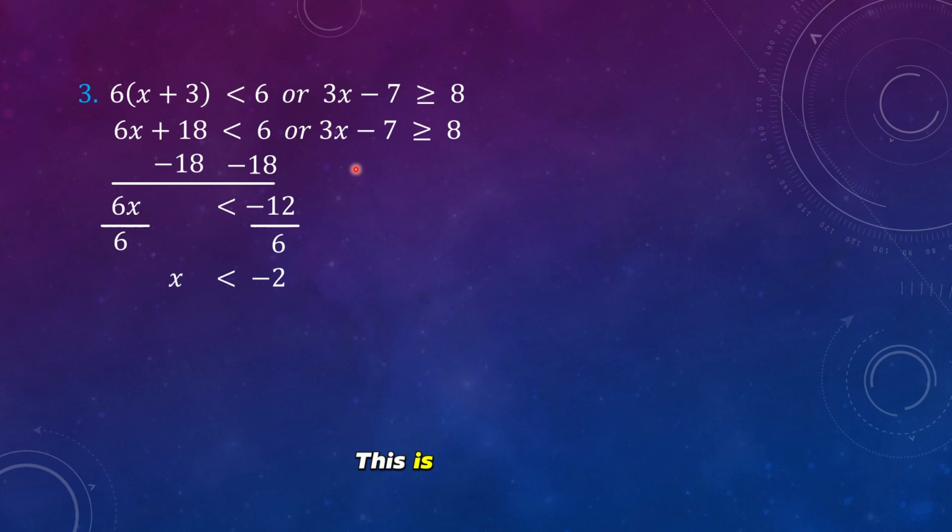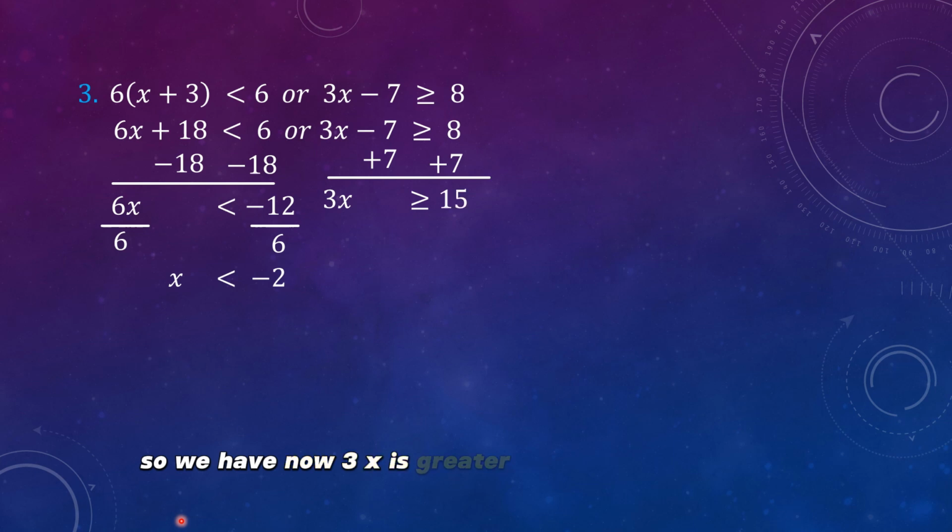This is the 3x minus 7. The inverse operation of minus or subtraction is addition. So we are going to add 7 to both sides of the inequality. So plus 7, plus 7. And then we just bring down 3x. Negative 7, positive 7 is 0. 8 plus 7 is 15. So we have now 3x is greater than or equal to 15.